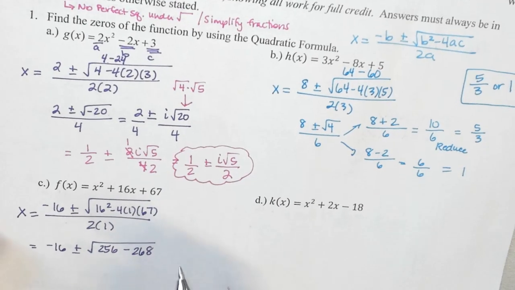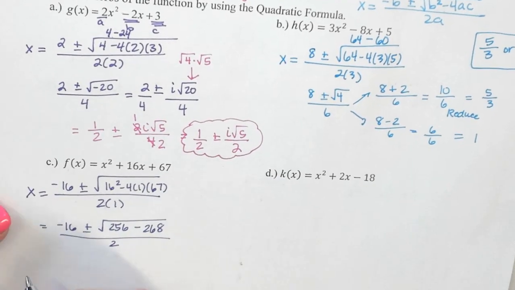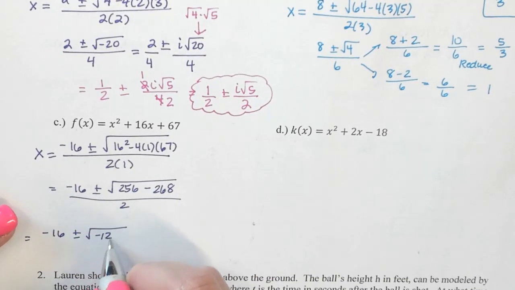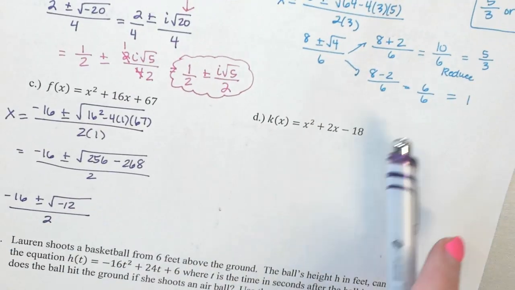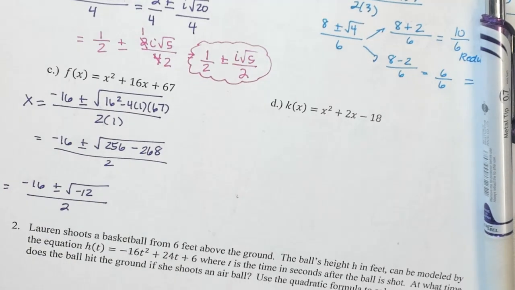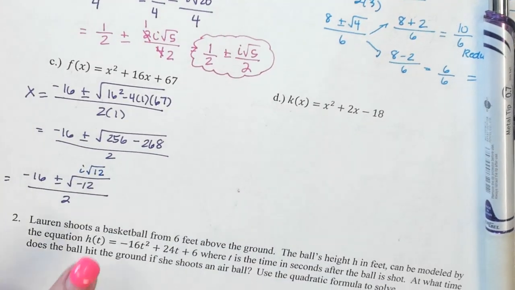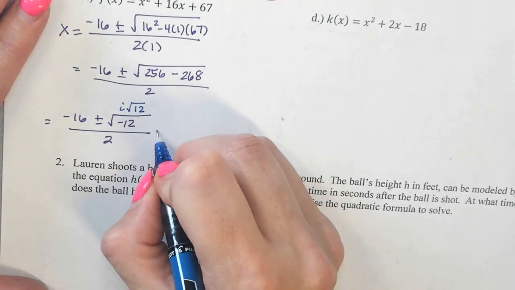Really, in terms of what you should be able to do without a calculator, from here forward, we should be able to do that. So we have negative 16 plus or minus the square root of negative 12, divided by 2. Do not simplify something that's under a radical and something that is not under a radical. Instead, we're going to simplify 12. So if it's negative, you're going to bring the i in it. And if it's 12, are you guys pretty good at just jumping to what the simplification is?